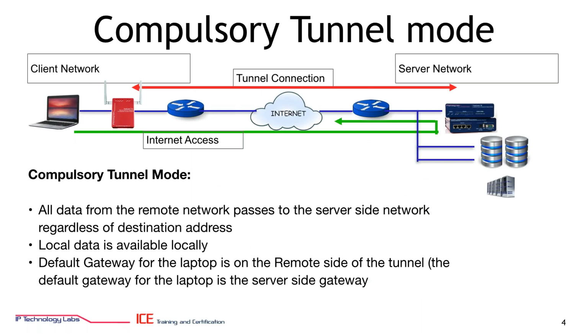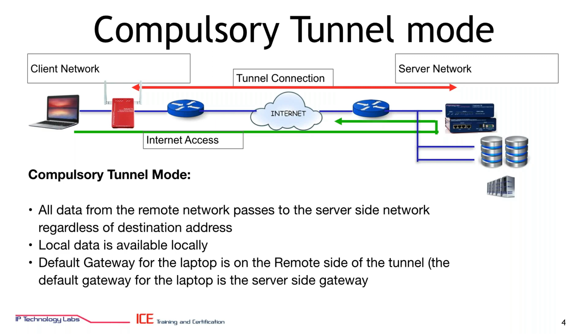So in a compulsory tunnel mode, all traffic from the remote network passes to the server network, regardless of the destination address or destination MAC address. You can still communicate locally based on how you configure the local system. So if you had an Ethernet switch behind the device on the left side, on the client network, devices could communicate directly between each other. But anything outside of that local network, all traffic is going to go through the tunnel.